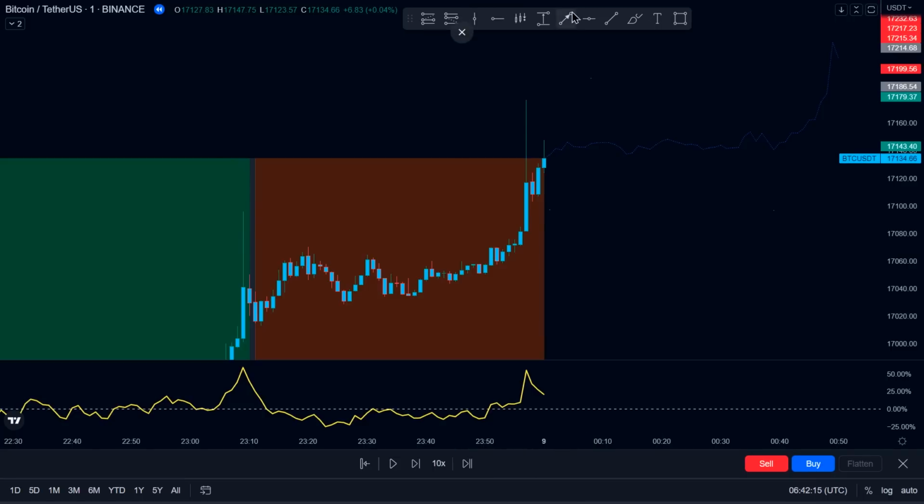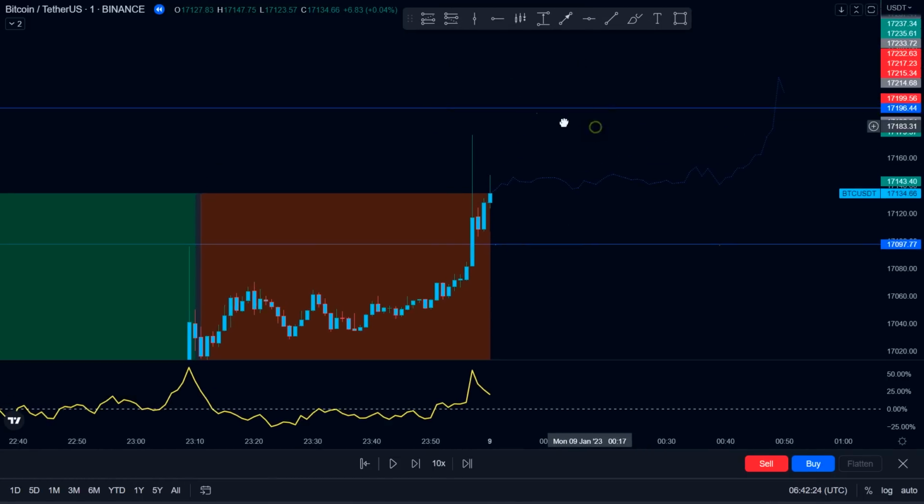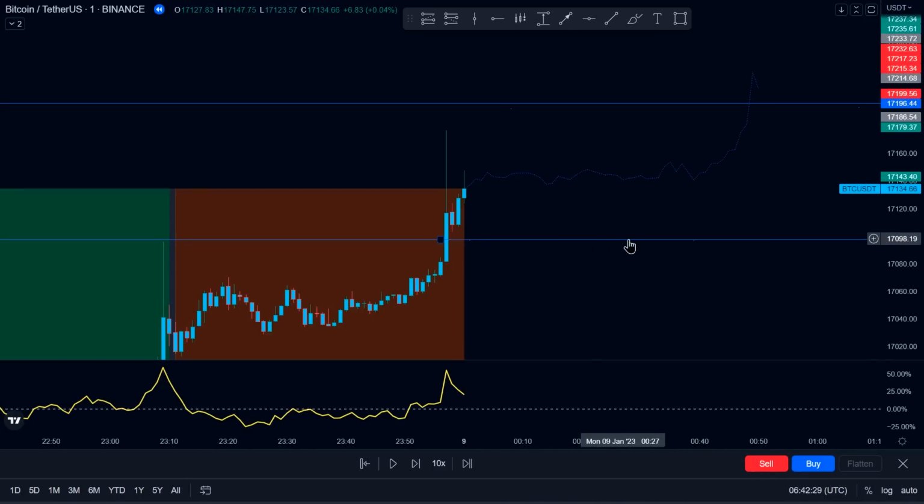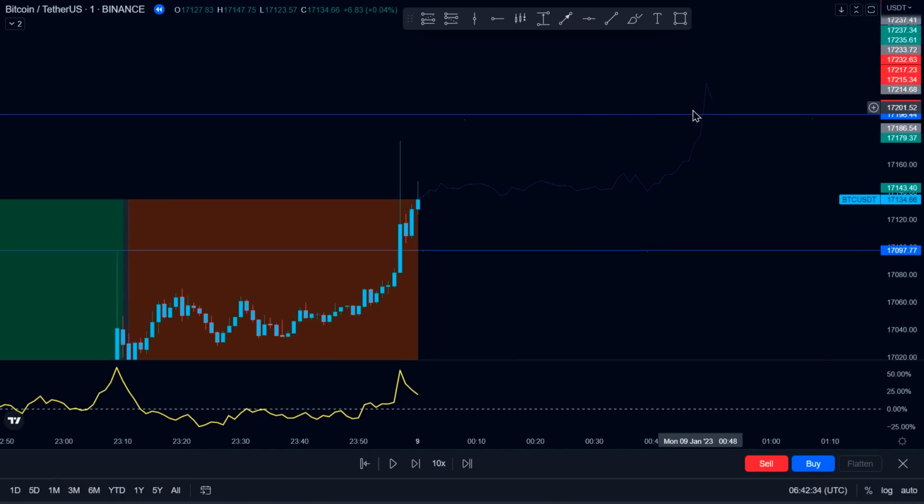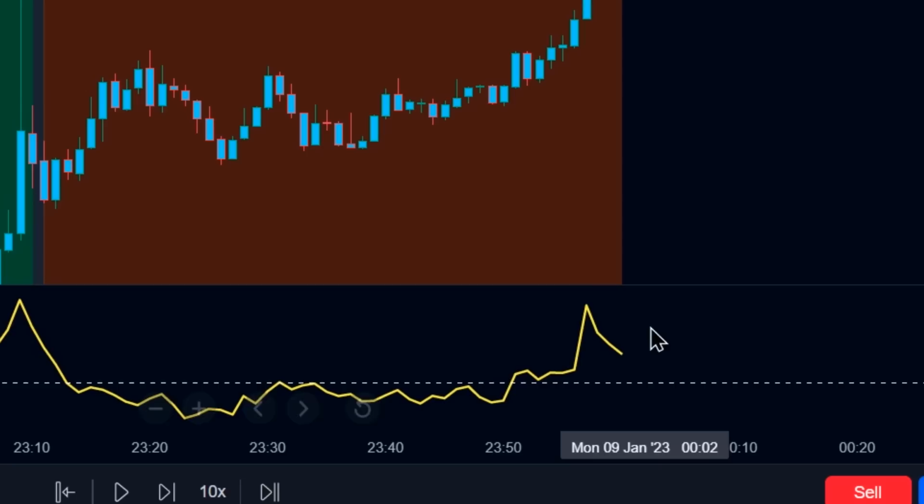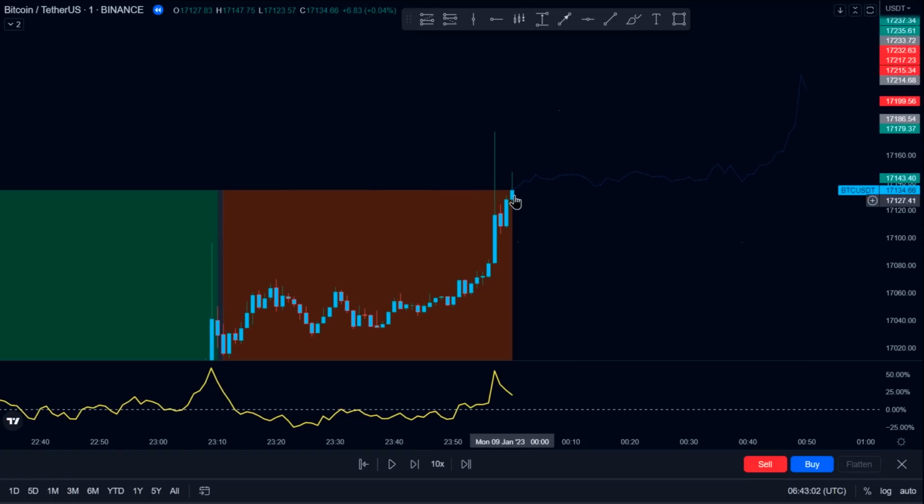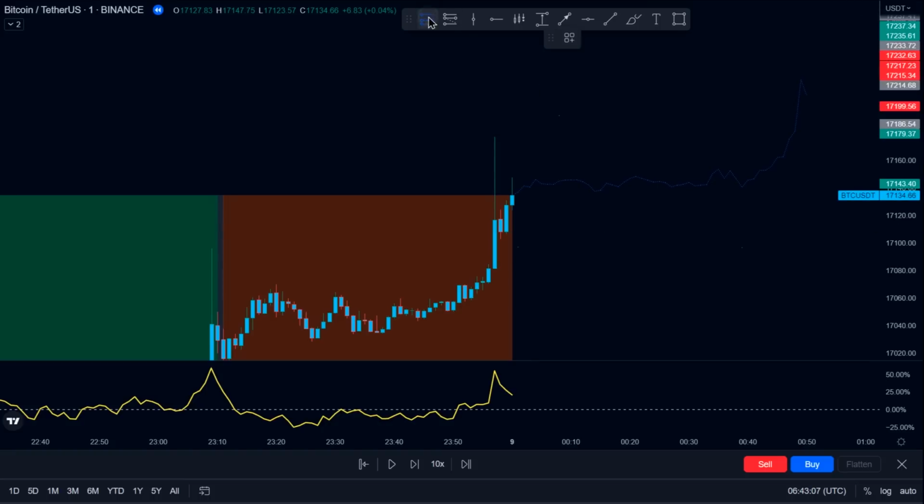For example, if this is your stop loss level and this is your take profit level, this line shouldn't touch this level, but it definitely should go beyond this level. The third condition is that this volume oscillator should be above the zero line to indicate that there is enough volume in the market to push the price in the direction of our trade. All conditions are met on this candle, so we're gonna enter a long trade.